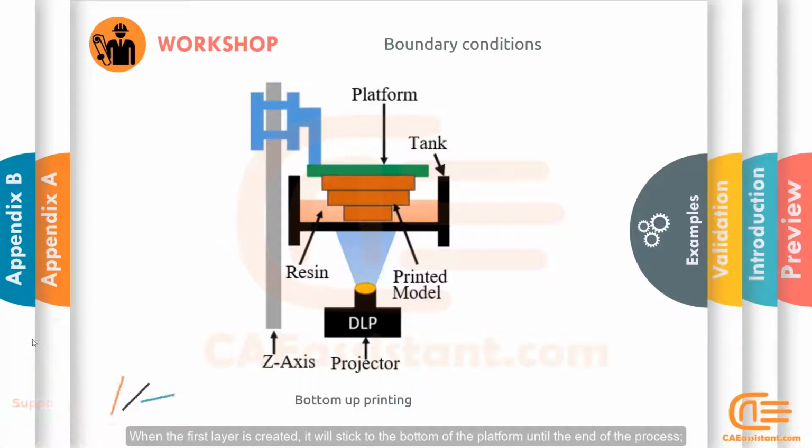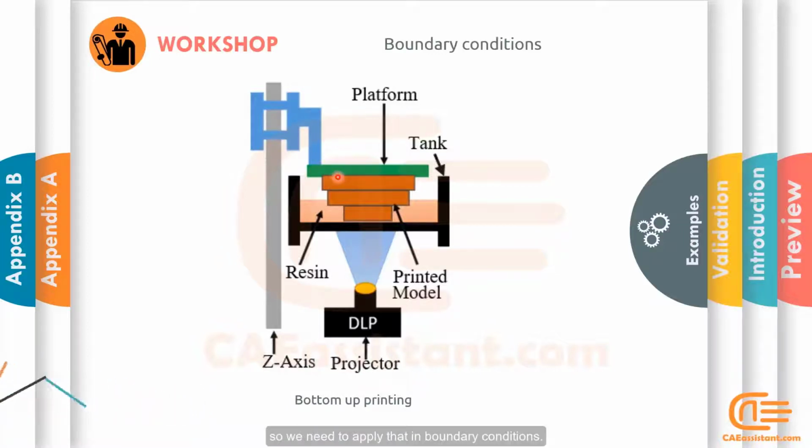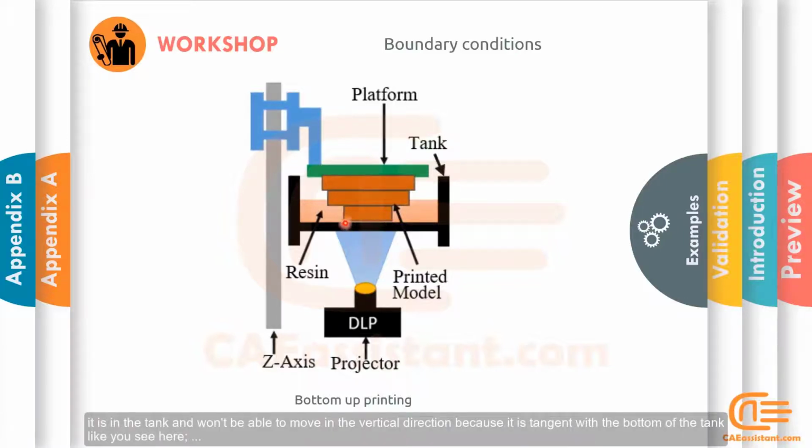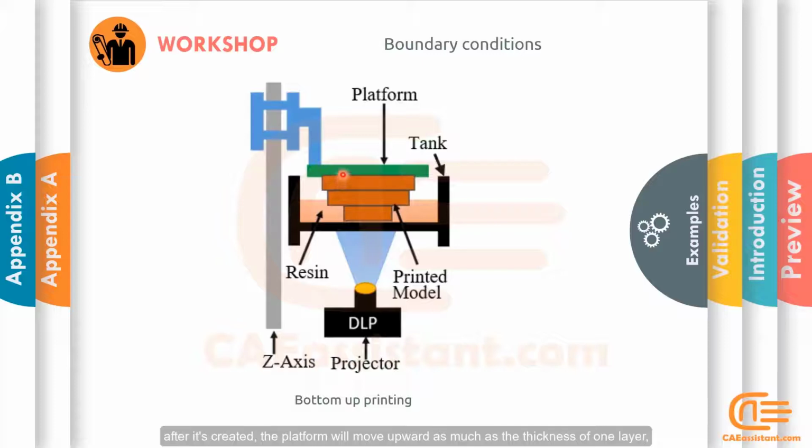When the first layer is created, it will stick to the bottom of the platform until the end of the process, so we need to apply that in boundary conditions. Moreover, when a layer is being created, it is in the tank and won't be able to move in the vertical direction because it is tangent with the bottom of the tank, like you see here. After it's created, the platform will move upward as much as the thickness of one layer, and the next layer will be made.